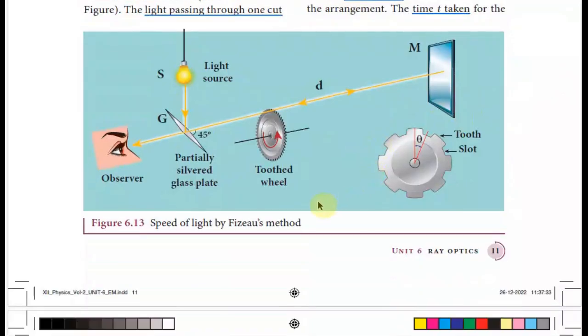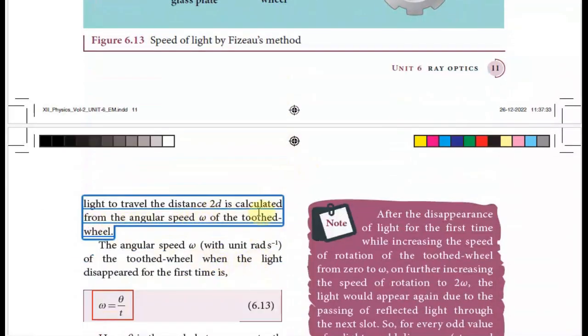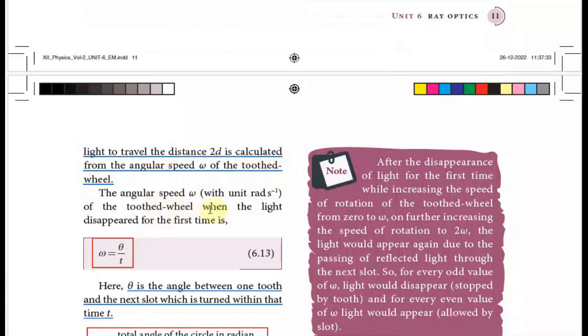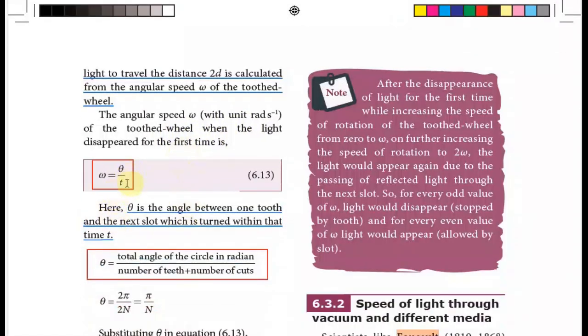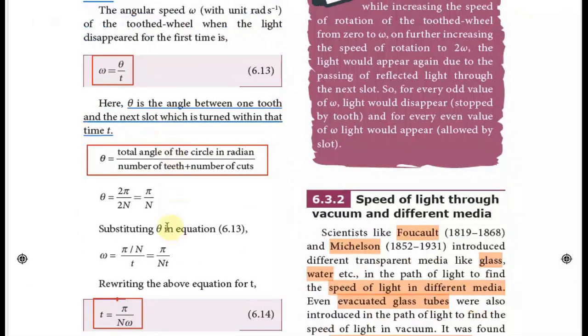The time taken t for the light to travel a distance 2d is calculated from the angular speed omega of the toothed wheel. The angular speed omega, which has the unit of radian per second, of the toothed wheel when the light disappeared for the first time, is given by omega = theta/t. Here theta is the angle between one tooth and the next slot, which is turned within that time t. The value of theta is given by the total angle of the circle, 2 pi radians, divided by the number of teeth plus the number of cuts. So theta = 2 pi/2n, which is pi/n.